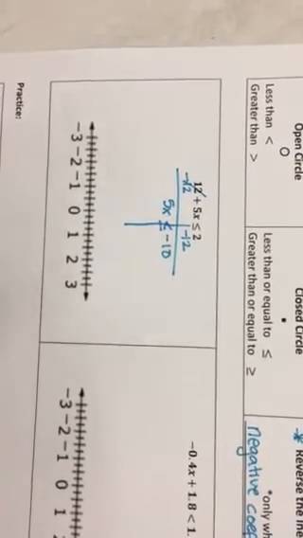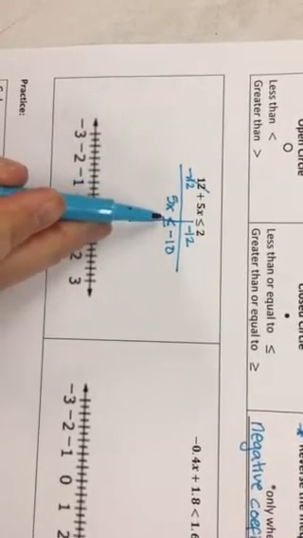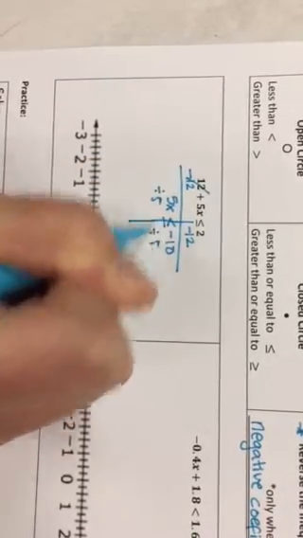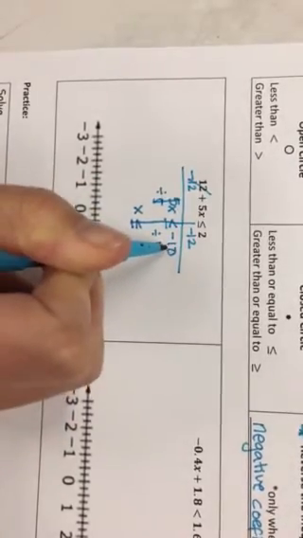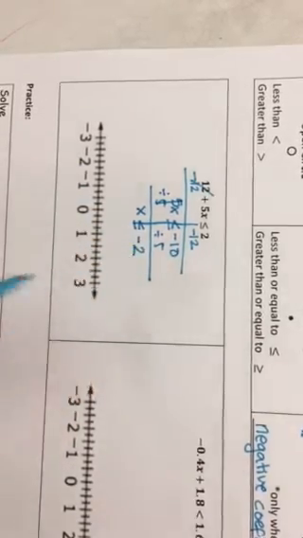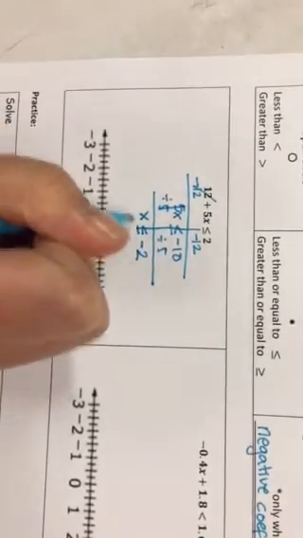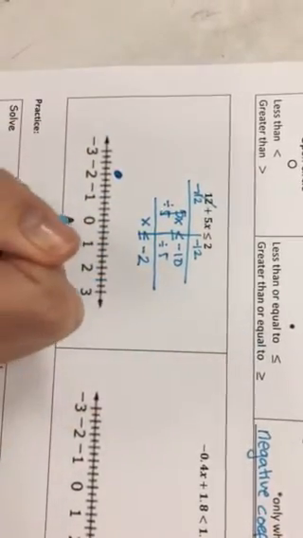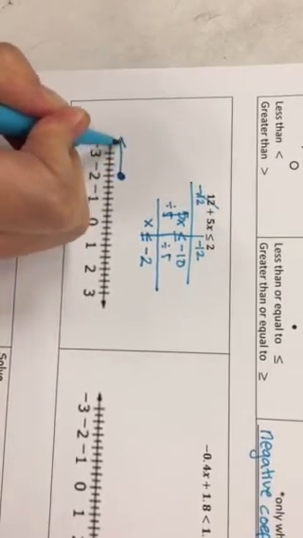Step 2, I need to divide by the coefficient. This coefficient is positive, so it will not flip my symbol. I'm going to divide both sides by 5. X is less than or equal to negative 10 divided by a positive 5, which is negative 2. Now on my number line, I'm going to go ahead and put a closed circle because it has the equal to symbol. And x is everything less than or equal to negative 2.